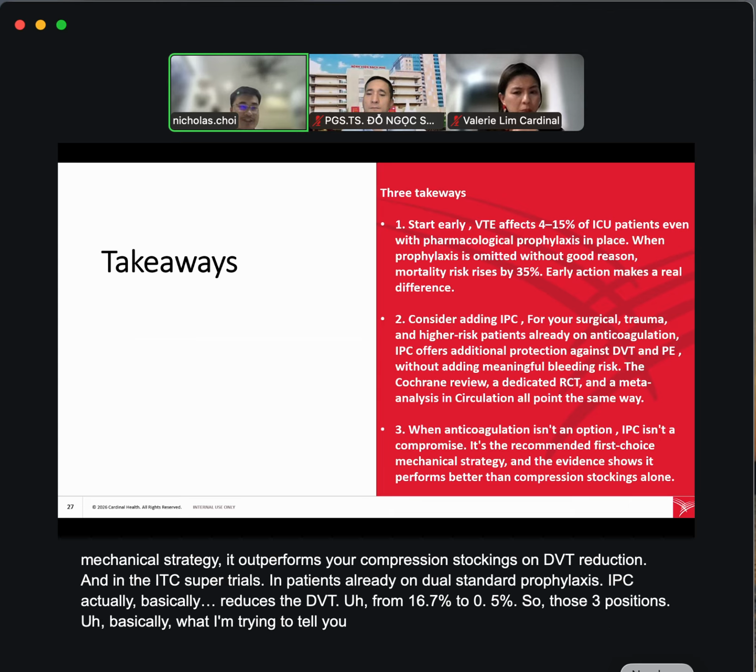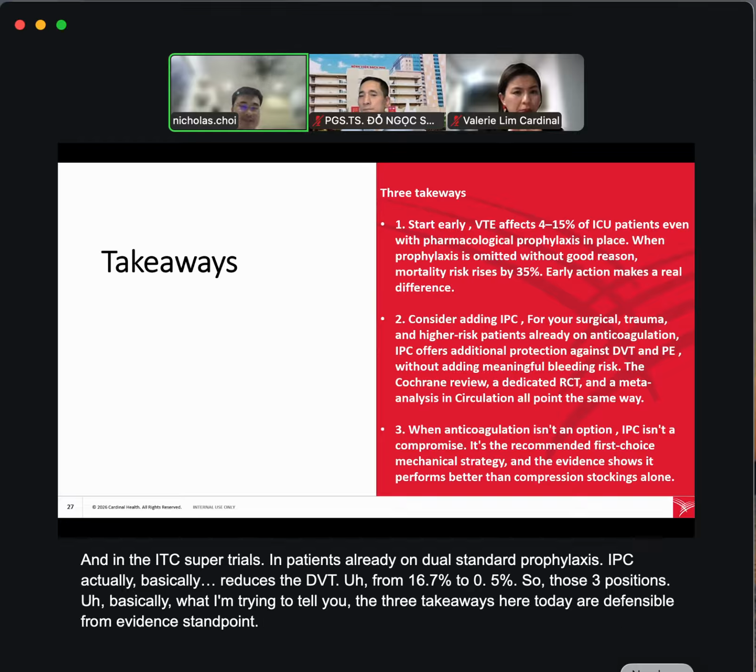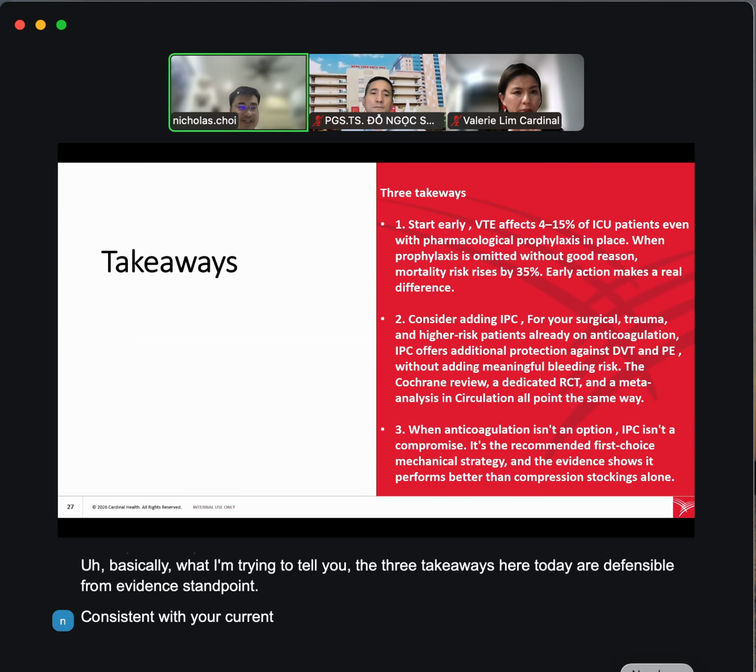The 3 takeaways here today are defensible from an evidence standpoint, consistent with your current critical care guidelines, and easily actionable for every patient in your unit.